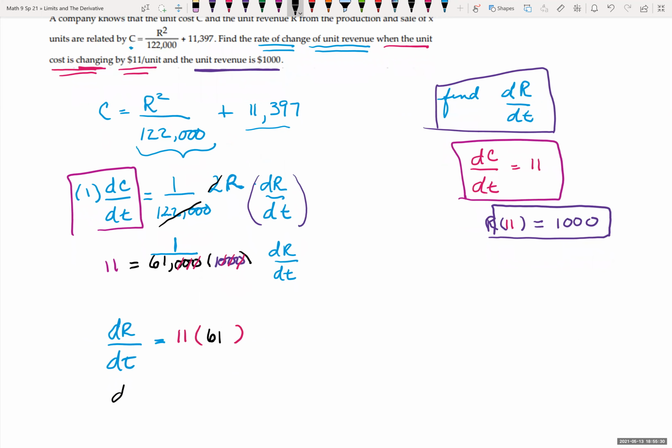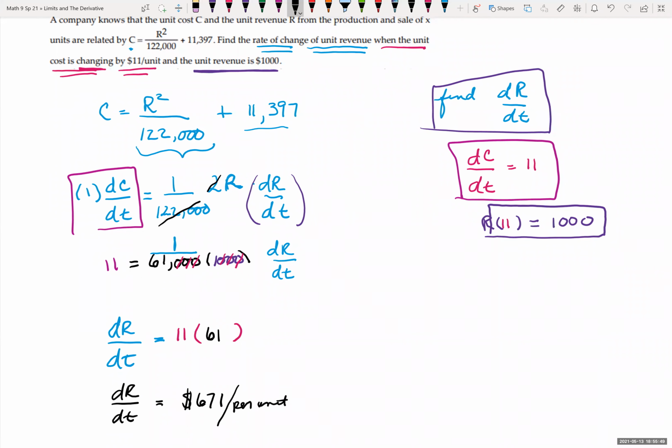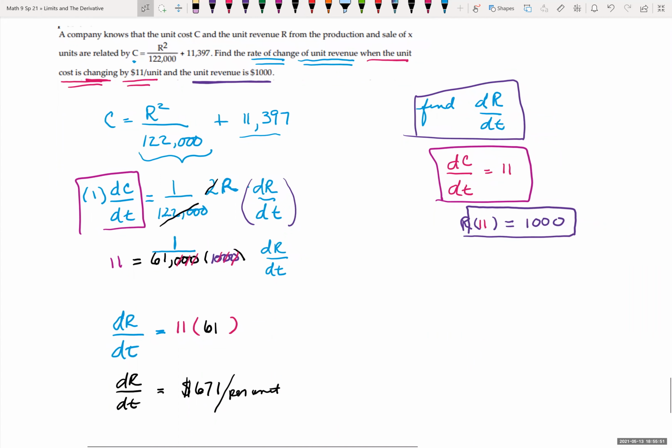So the rate of change of our revenue is $671 per unit, when the rate of change of our cost is $11 and our revenue is 1,000.